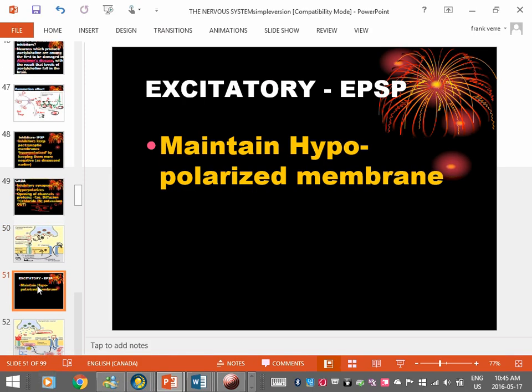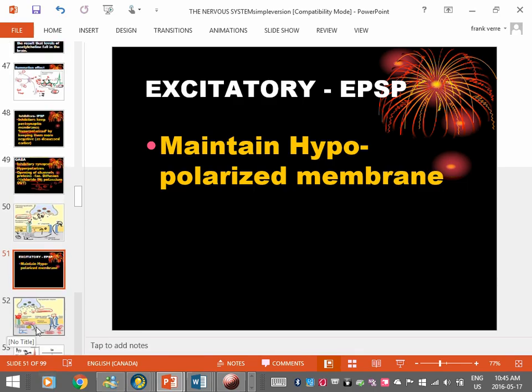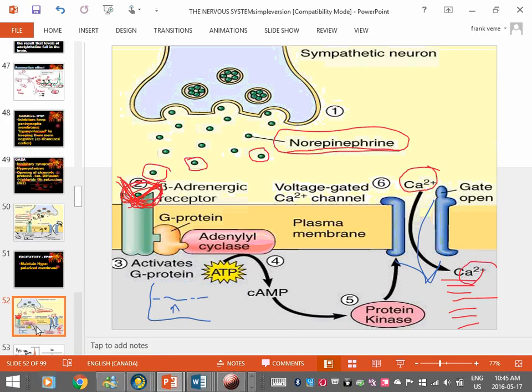Then there are neurotransmitters that do the opposite. They're excitatory. So what they do is they try to promote action potentials. So for example, maybe in this case, norepinephrine will promote the entry of positive ions. Now what happens if positive ions come in? Voltage would go which way? Up or down? It would go up, closer to threshold, easier to fire.